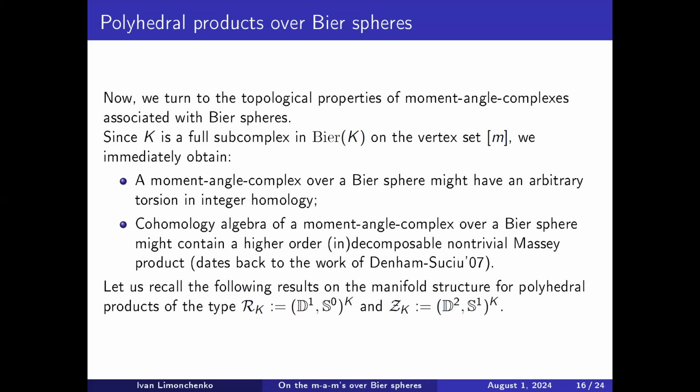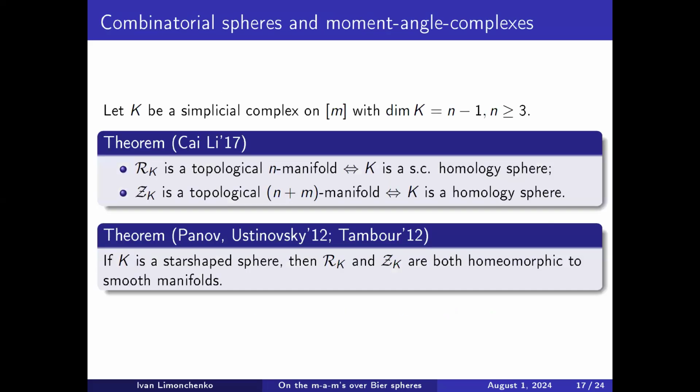Now we make a further step from these observations, and we will be interested in two particularly important types of polyhedral product construction: the real moment angle complex R_K and the complex moment angle complex Z_K. As a motivation for this part of the talk, I would like to mention this very nice structure result, actually belonging to Cai Li and to Panov-Ustinovsky and independently to Gérome Tambour.